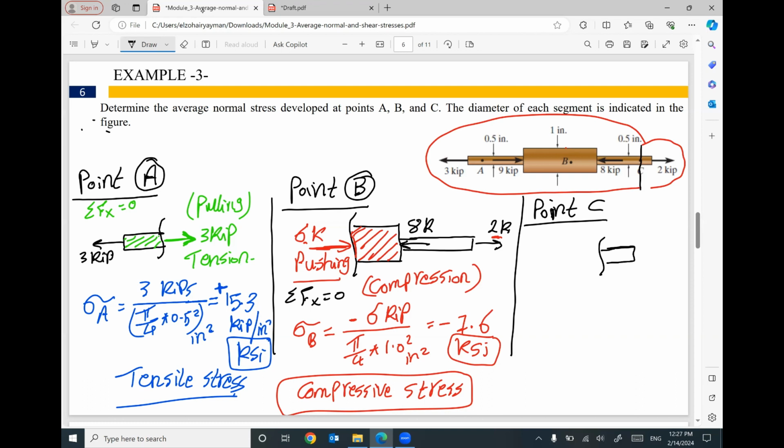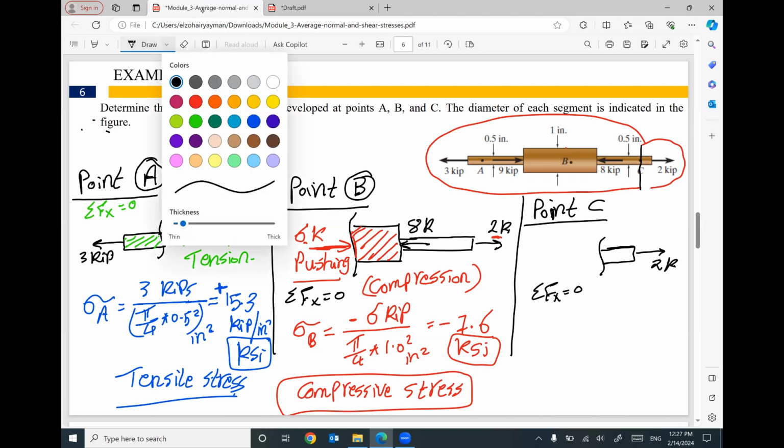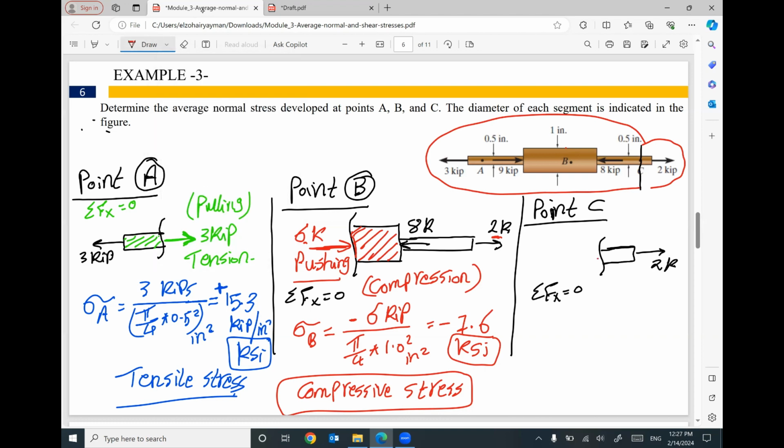So I did a cut here. I have a force here, 2 kip. For equilibrium, summation of F of x equals 0, from engineering mechanics, we have to have a force here in this direction to make equilibrium, equal to 2 kip. This force in this direction, related to this part of the member, is pulling. So we will have tension force.